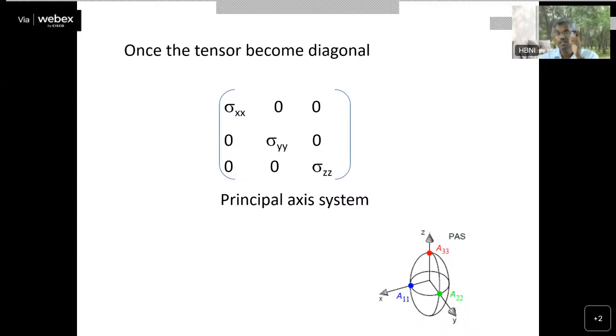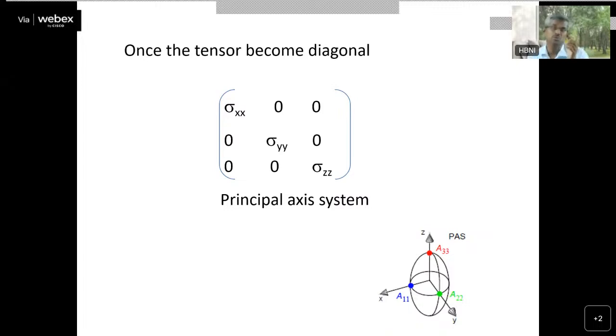A tensor can be converted. For simplification, sometimes people say all the 9 components are difficult to explain. So for understanding and simplicity, they diagonalize the tensor, and we have only non-zero diagonal components. Off-diagonal components are 0. The moment you do that, we say the tensor is in the principal axis system, which is easy to understand.